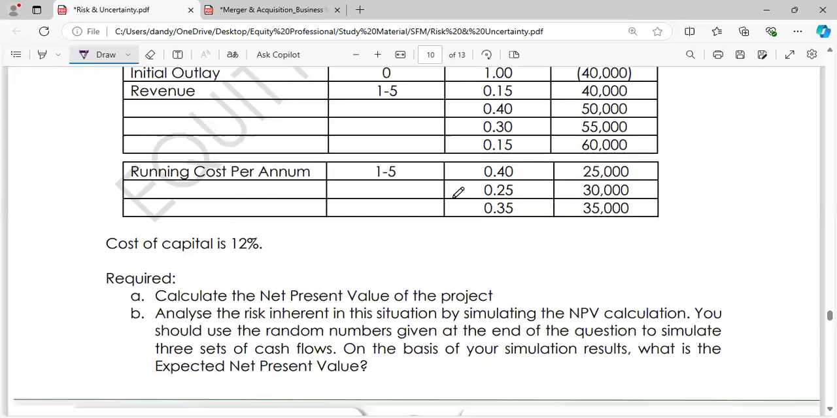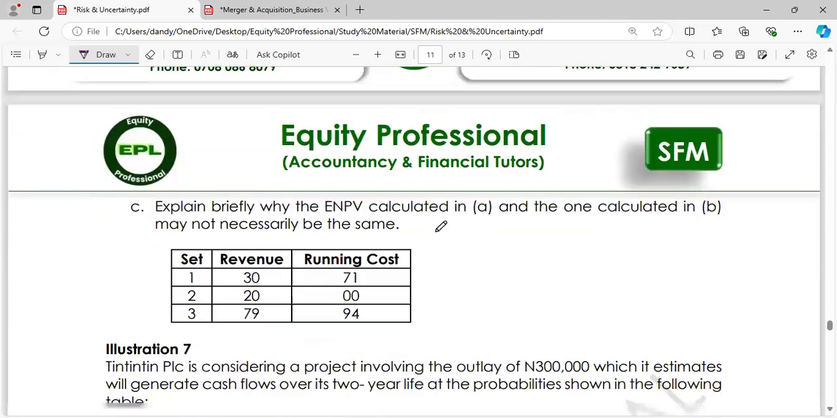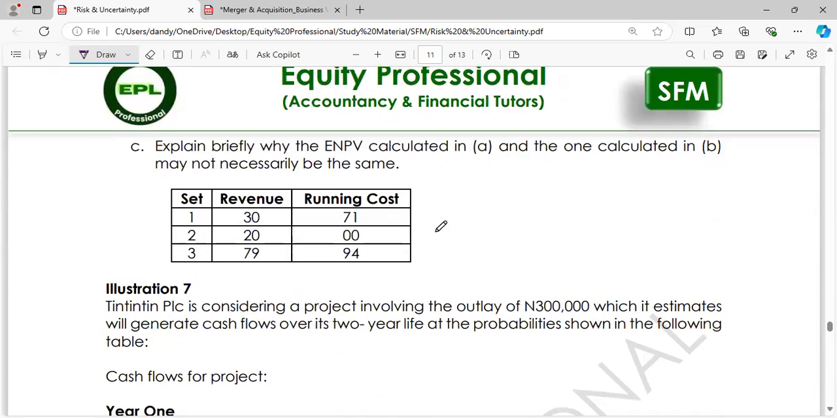Then number B, you have to analyze the risk inherent in this situation by simulating the NPV calculation. So you are expected to use simulation to also compute expected NPV, because in the question I can see the random numbers as given. So whether you are told to use simulation or not, once you can see random numbers in a question, it means that you are going to calculate expected value using the simulation method, because it is only simulation that makes use of random numbers.